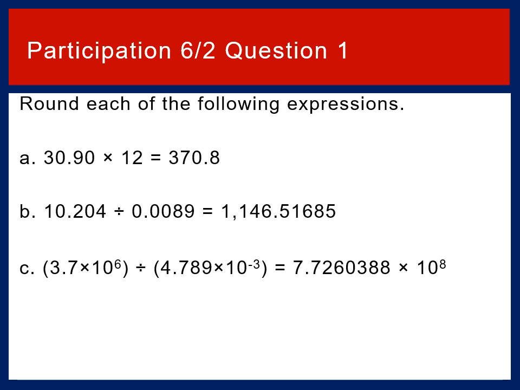Again, round each of the following expressions. So on A, B, and C, I've done the arithmetic. I've gotten the answer. I just want you to provide a rounded version of that answer. And again, you don't have to provide work or explanations on participations, just your answers. So A, B, and C, there's each of those numbers, those answers. You don't need to do any of the arithmetic. That's already been done. You just need to round those answers based on what we've learned in this video.